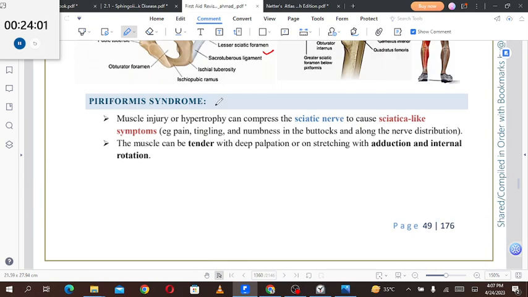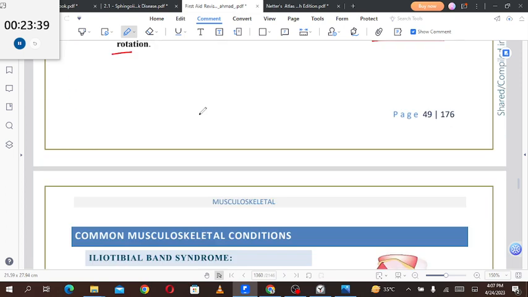Then we have piriformis syndrome. What's that? Muscle injury or hypertrophy can compress the sciatic nerve to cause sciatica-like symptoms, for example pain, tingling, and numbness in the buttock and along the nerve distribution. The muscle can be tender with deep palpation or on stretching with adduction and internal rotation. So remember that piriformis syndrome is going to affect the sciatic nerve and there will be sciatica-like symptoms.